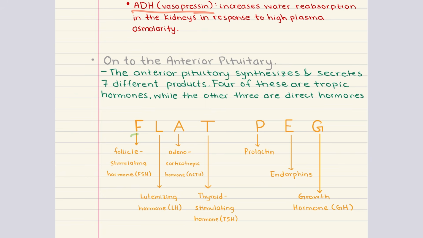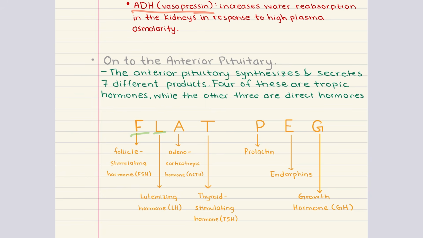F is for follicle stimulating hormone. This hormone plays a role in reproductive function. In females, it stimulates the growth of ovarian follicles, which eventually release eggs. In males, it stimulates the Sertoli cells in the testes, which support sperm production.